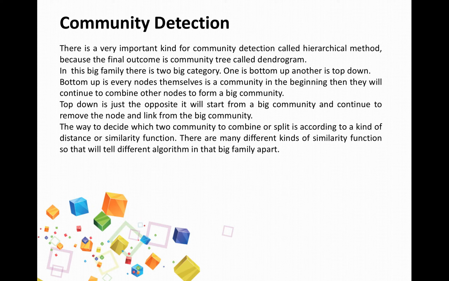The way to decide which two communities to combine or split is according to a kind of distance or similarity function. There are many different kinds of similarity functions, so that would tell different algorithms in that big family apart.